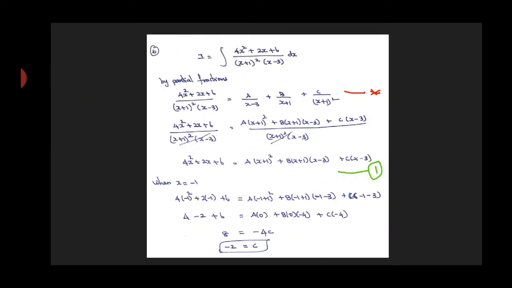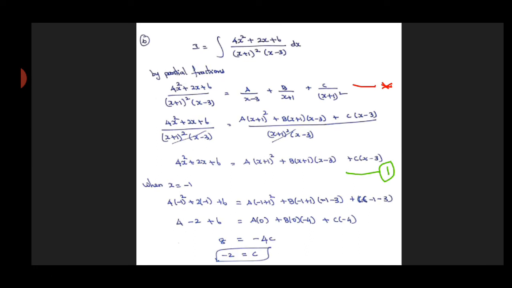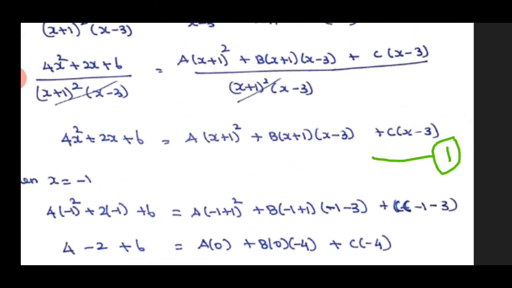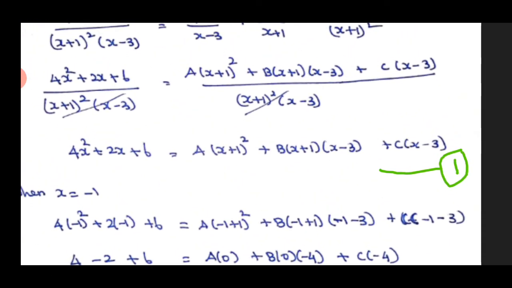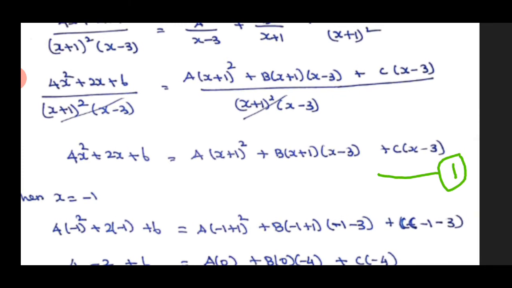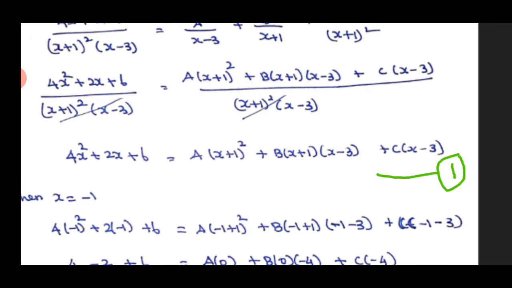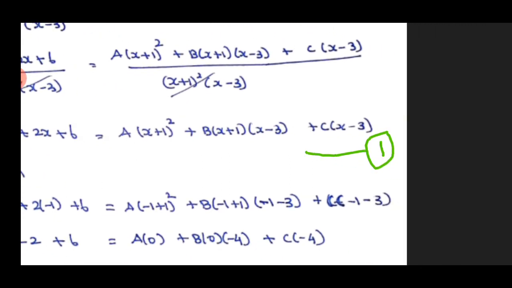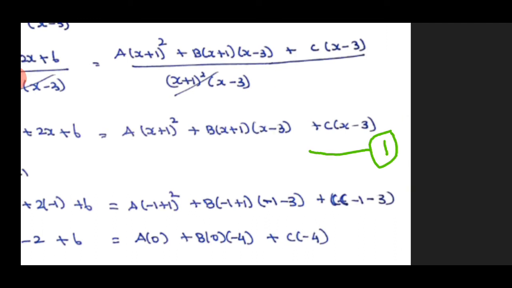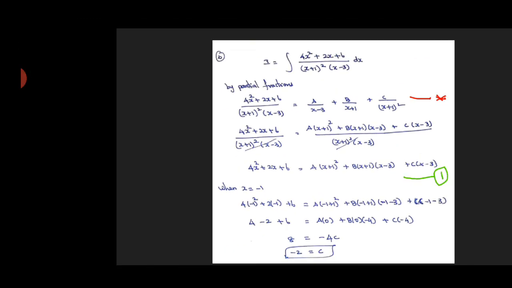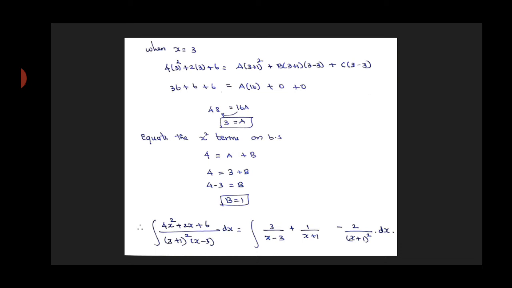while equating the x square term on both sides, 4 is equal to, on the right side, a into x plus 1 the whole square. When you expand x plus 1 the whole square, definitely you will get x square term, and that when you multiply with a, you get ax square, right? Like that, when you multiply the x plus 1 bracket and x minus 3 bracket, you will get x square term, and that will be multiplied with b, so bx square. So the right side will be having two x square terms. One is ax square, the other is bx square.